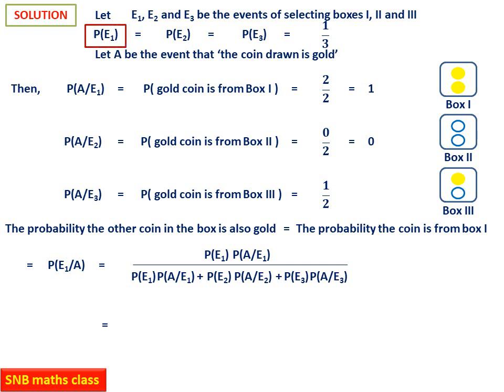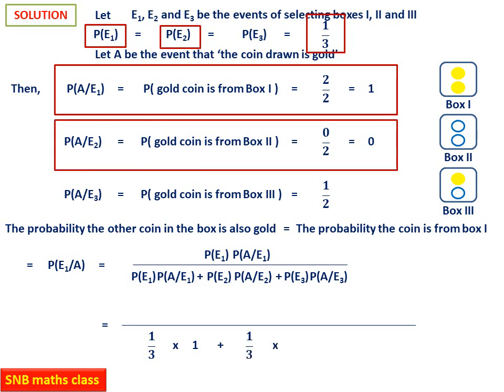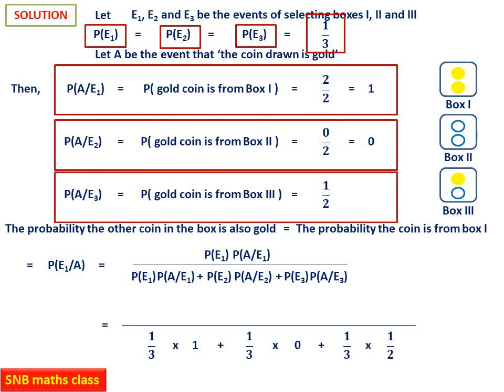So this will be equal to first one, probability E1. So it is 1 by 3. Therefore, you have to write the denominator, I am writing first 1 by 3 into 1 plus second one 1 by 3, once again E2 is same, and into it is 0 plus 1 by 3 into 1 by 2. So this is the denominator. In the numerator, what is given is probability E1, that is 1 by 3 into probability A given E1 is 1. So this, of course, you have to simplify. When you simplify, you get 2 by 3. Of course, simplification you can do on your own. So this is the answer.